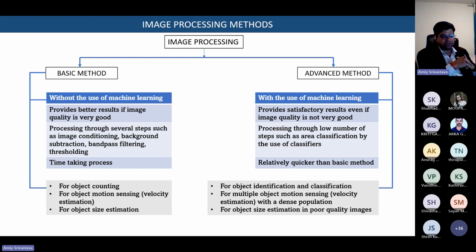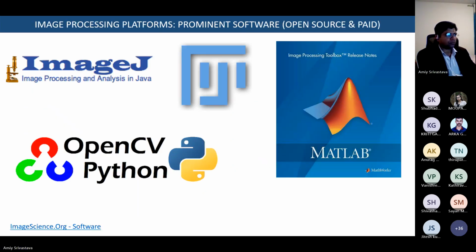And for object size estimation in poor quality images also, we can use this. We generally use convolutional neural networks. This is a very famous thing in the field of process modeling, I would say, both for process metallurgy and chemical engineering research. So people are using CNN.